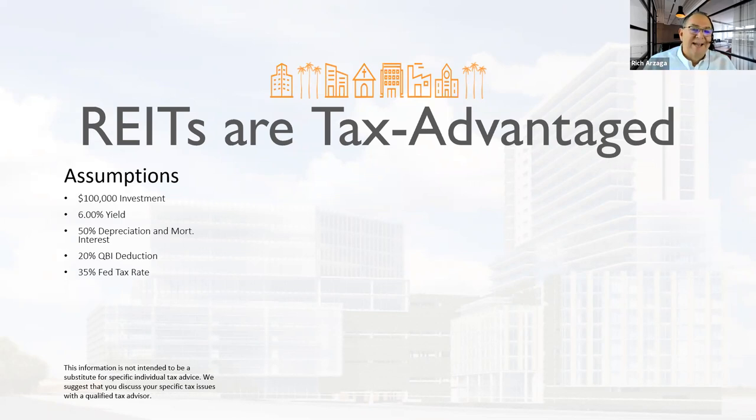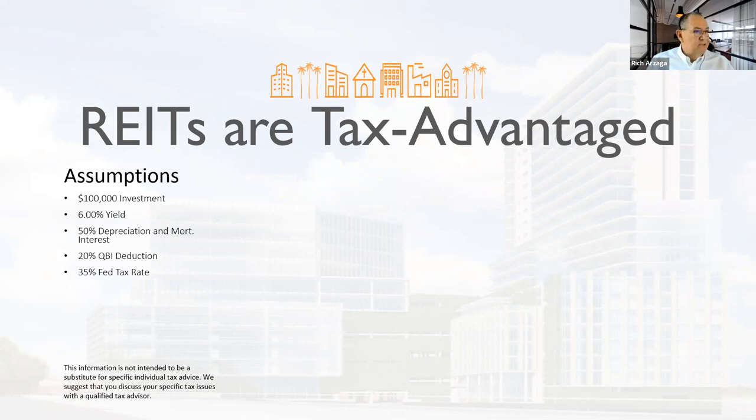All right. Now, in real estate, on non-traded real estate, and also real estate that you hold directly that's investment property, you can depreciate that property over time. You can also write off the mortgage interest. So let's assume for right now, and this is not outrageous, that I'm able to deduct 50% of the income thanks to depreciation and mortgage interest. Also there's something new from a couple of years ago called qualified business income, where I can deduct 20% off the very top. So that's another tax benefit for most of the REITs out there. And let's assume that we're in the 35% tax bracket. All right. So those are the assumptions that we want to make.